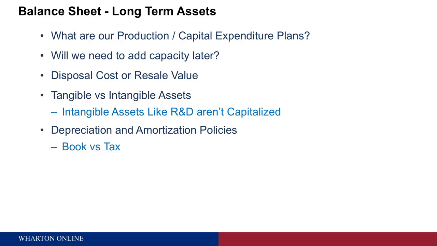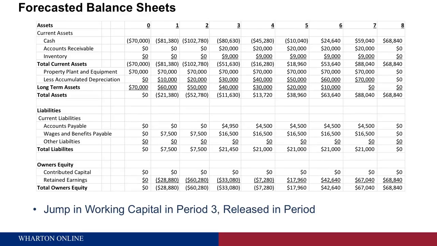Again, what depreciation policy do we have? What amortization policy? What's on it for books? What's on it for tax purposes? This then lets us lay out our forecasted balance sheets. Okay, so again, make sure on the balance sheet assets equals liabilities plus owner's equity.